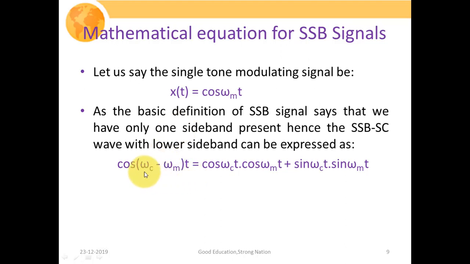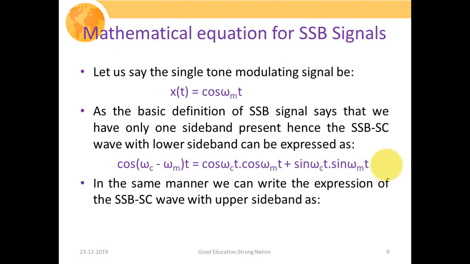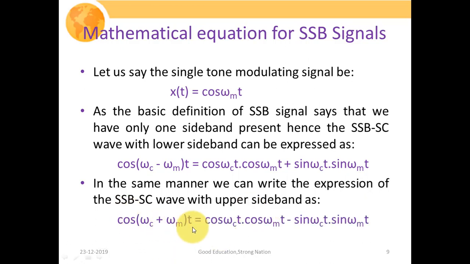Now after expanding this expression, we apply the cos of A minus B formula, which gives cos of omega c t cos of omega m t plus sine of omega c t into sine of omega m t. In the same manner, we can write the expression of the single sideband suppressed carrier wave with upper sideband as cos of (omega c plus omega m) t, which is equal to cos of omega c t into cos of omega m t minus sine of omega c t into sine of omega m t.